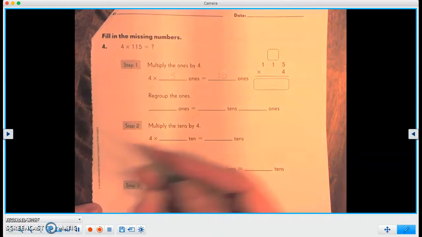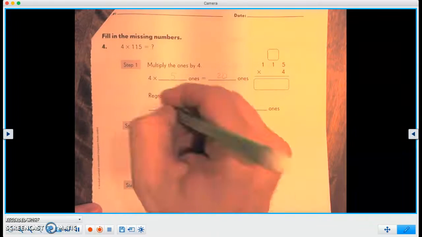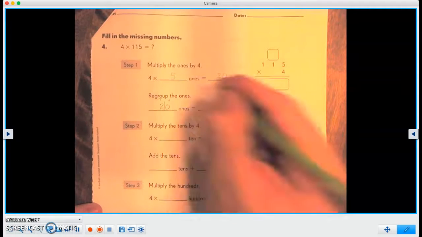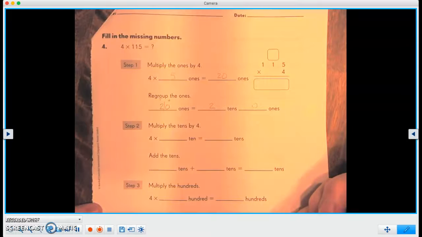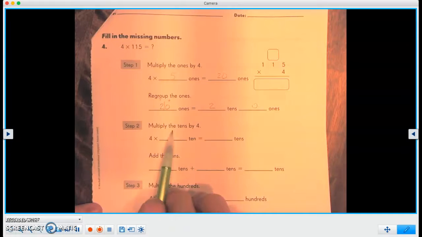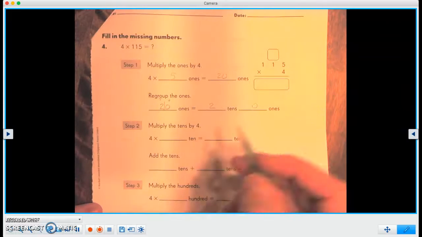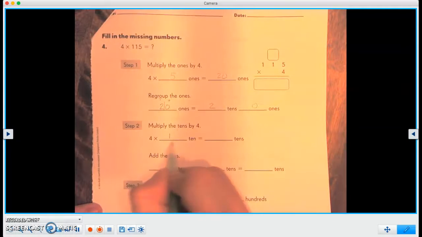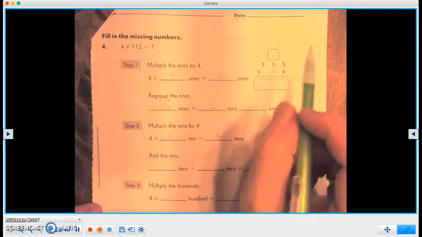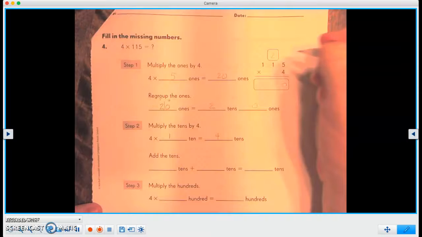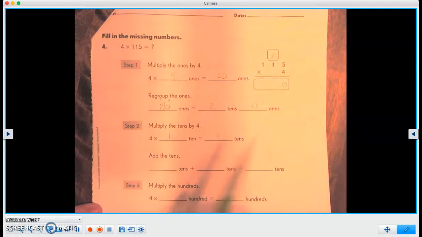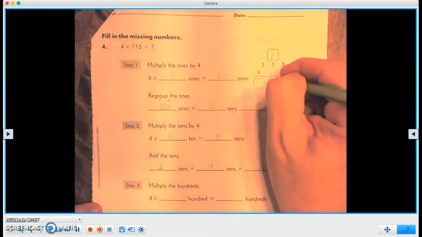So let's regroup the ones. There's 20 ones, and basically we have a tens column and a ones column there, so that makes it 2 tens and 0 ones. Step 2, multiply the tens by 4. So there's 1 ten there. 4 times 1 ten equals 4 tens. Let me go back a step here so I can fill this in. There we go. So we have the 2 tens that we regrouped plus the 4 tens that we just multiplied. So 2 plus 4 equals 6 tens.